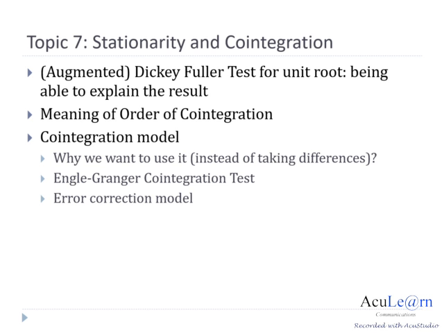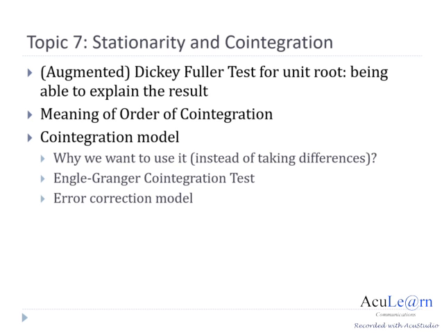Then we also discussed the order of integration. I1, I0, or I2, what do they mean? This means how many times you need to take difference before the time series first becomes stationary. I0 is stationary as it is. I1 is not stationary, but it is stationary after you take the first difference. I2 is not stationary, and the first difference of I2 is also not stationary, but if you take the difference twice, an I2 time series also becomes stationary, and so on.